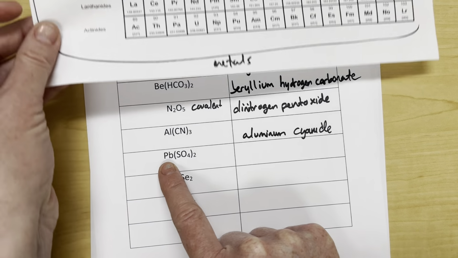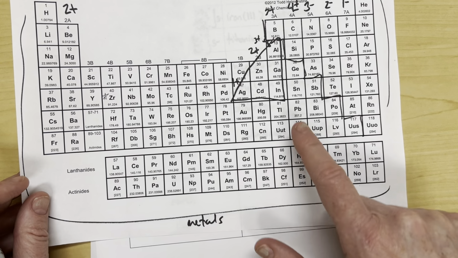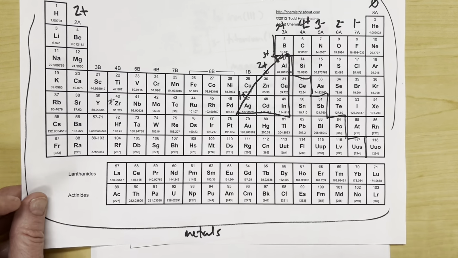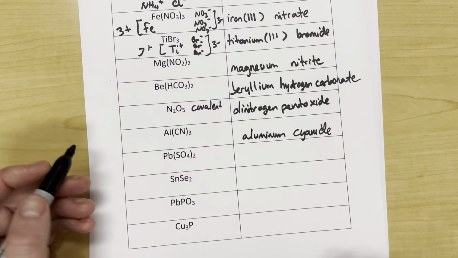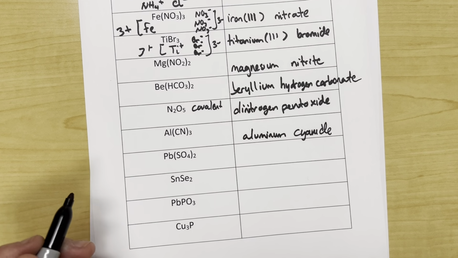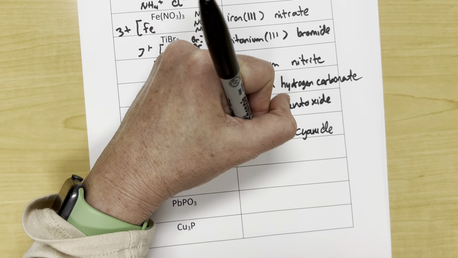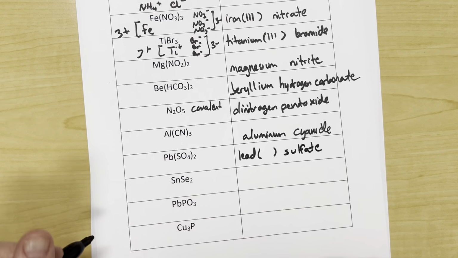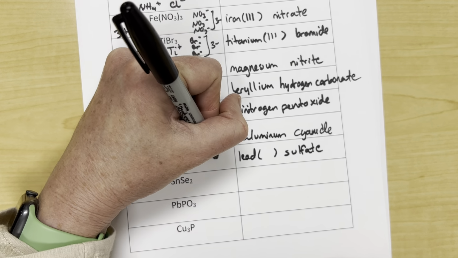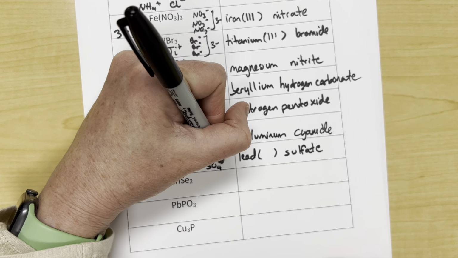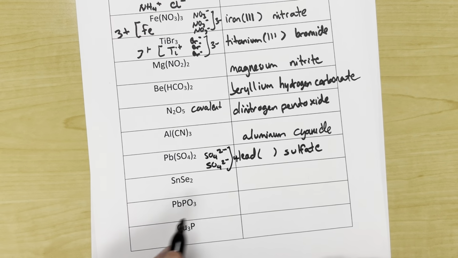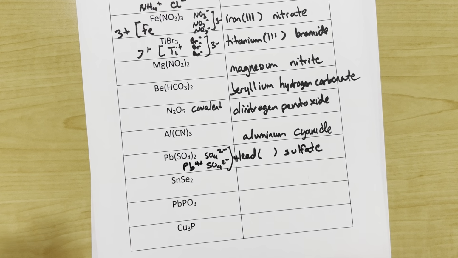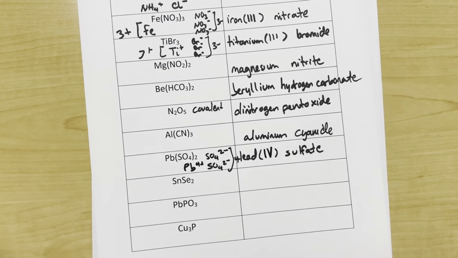Lead. Lead is right here. Okay, that's outside the triangle, and it's not in the first or second column. Therefore, we don't know the charge of lead. We're going to have to use Roman numerals. SO4 I recognize as sulfate. So this is lead, something, sulfate, and we have to figure out what that something is. We know each sulfate has a 2 minus charge, and there's 2 of them, meaning the total charge is a 4 minus from the sulfates. So the one lead must therefore be a 4 plus. And that's why this is lead(IV) sulfate.